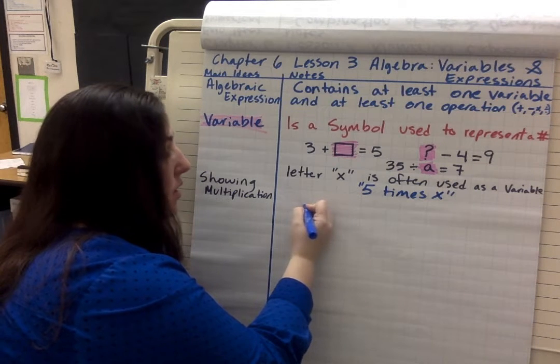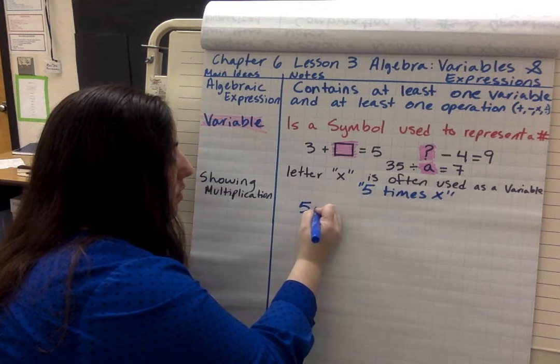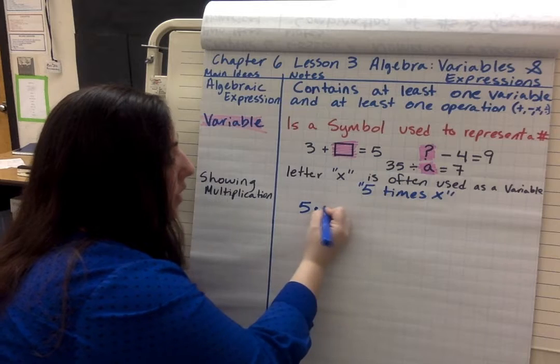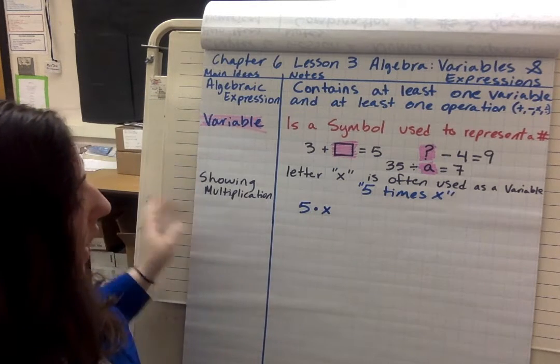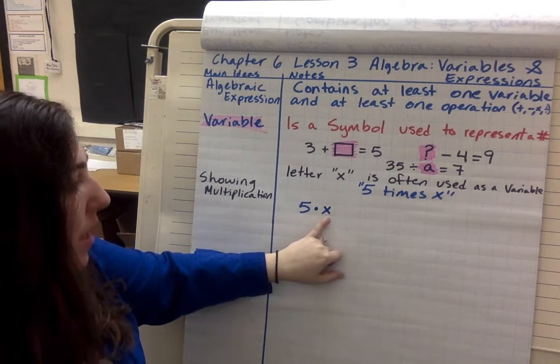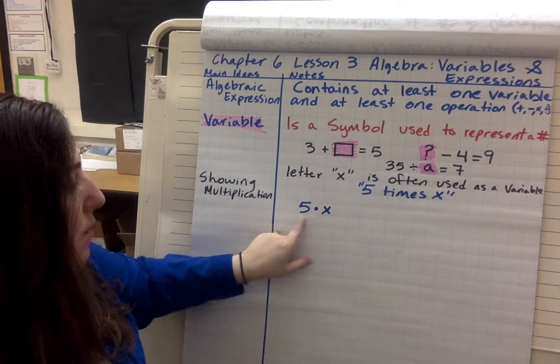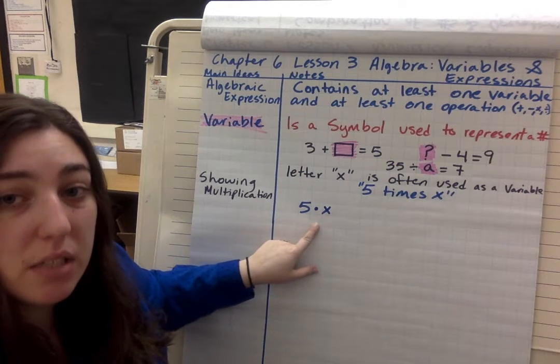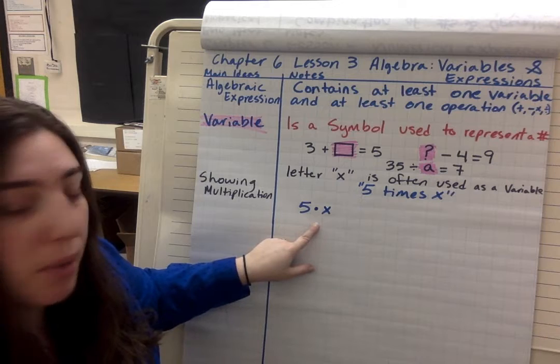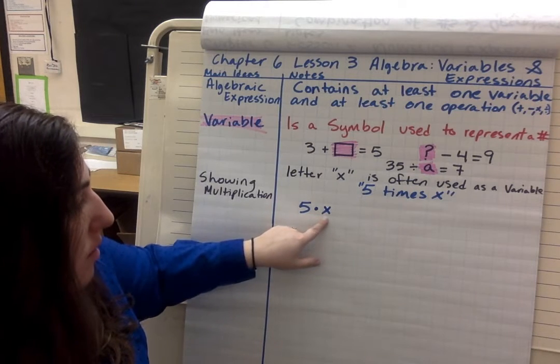One way is to do 5 dot x. Okay, so I'm multiplying a number times a variable. This dot tells me that I'm multiplying them. It's just another symbol to say that we're multiplying. 5 times x.